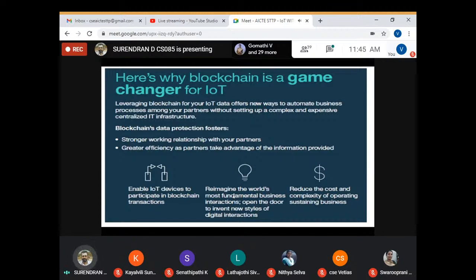So, a stronger working relationship with your partners, greater efficiency, and enabling IoT devices to participate in blockchain transactions. As I told you, in traditional blockchain this is party one and party two. Now instead of party one and party two, you have device one and device two, and you have your policies and ledger policies, and the devices automatically take part in your smart contract. Then reimagine the world's most fundamental business interactions, open the door to invent new styles of interactions, and reduce the cost and complexity of operating and sustaining business.